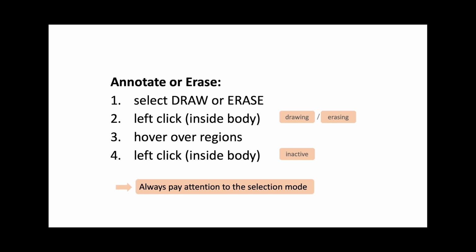Move your cursor to the body and click left. Hover over the regions that you want to annotate and click left to finish the annotation. Remember to always pay attention to the selection mode. Now we'll show a few annotation examples.